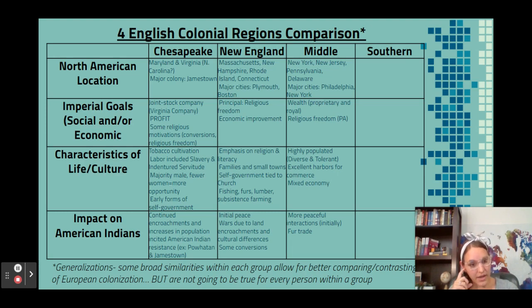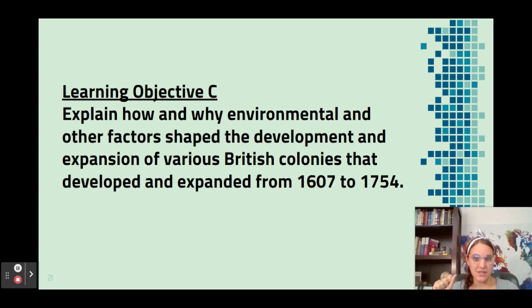So stay tuned for one more lesson on 2.3, where we will talk about the Southern colonies. And hopefully you feel comfortable with the objective, thinking about how those environmental and other factors affected the development of the region.